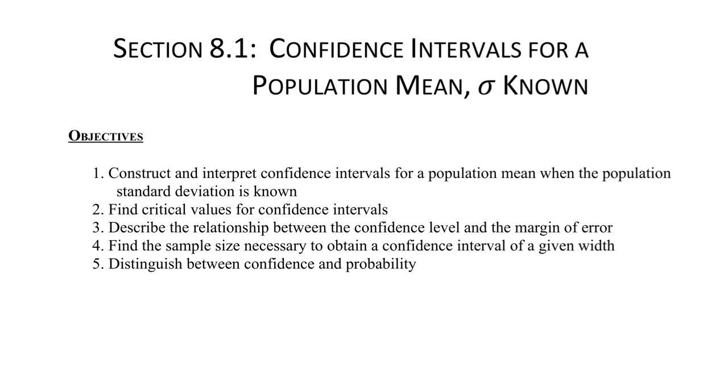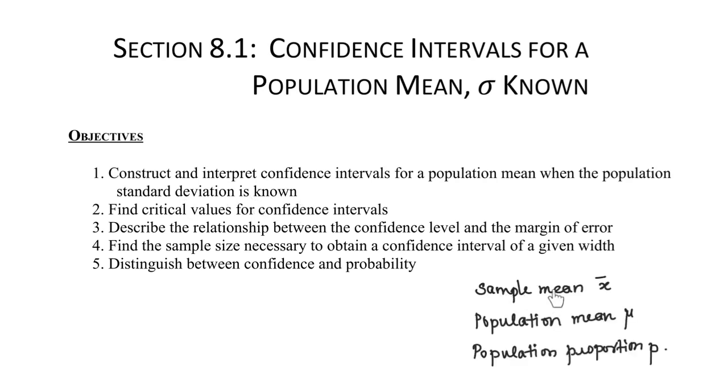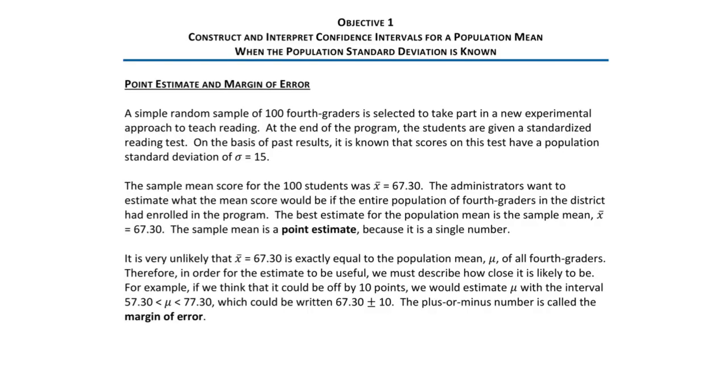This section has 4 objectives. In Objective 1, you are going to learn how to construct and interpret confidence intervals for a population mean when the population standard deviation is known. Recall that the sample mean is x bar, the population mean is mu, and the population proportion is p. So let's look at Objective 1, estimating a population mean.